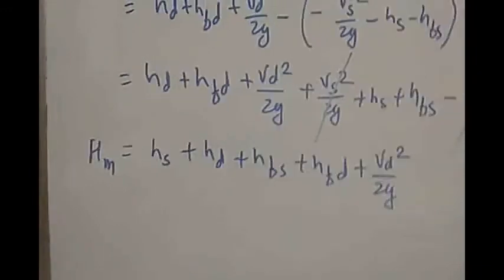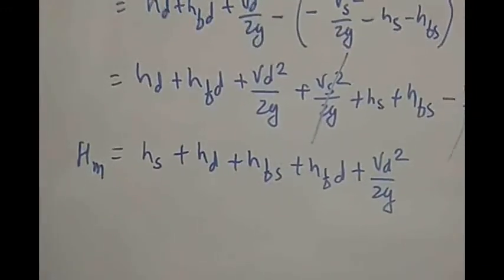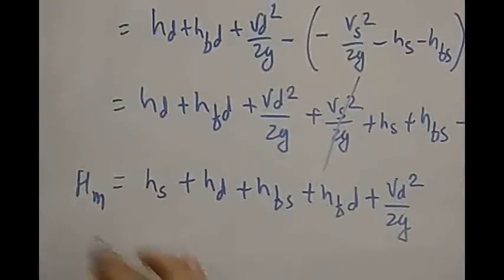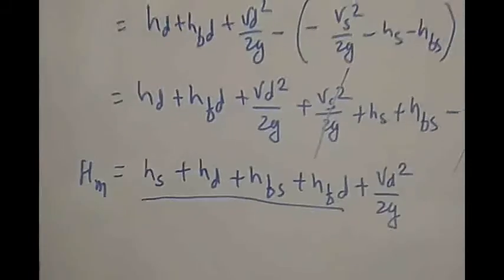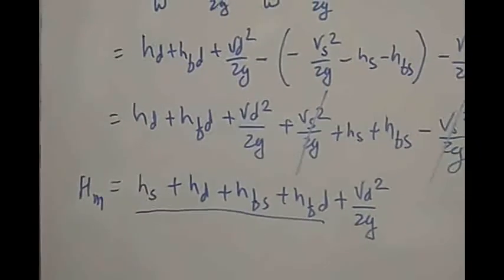Now if the velocity of liquid in the delivery pipe is less, then Vd square by 2g will be neglected. In that case, the Hm will be this equation. So these are the various expressions for the Hm. Thank you.